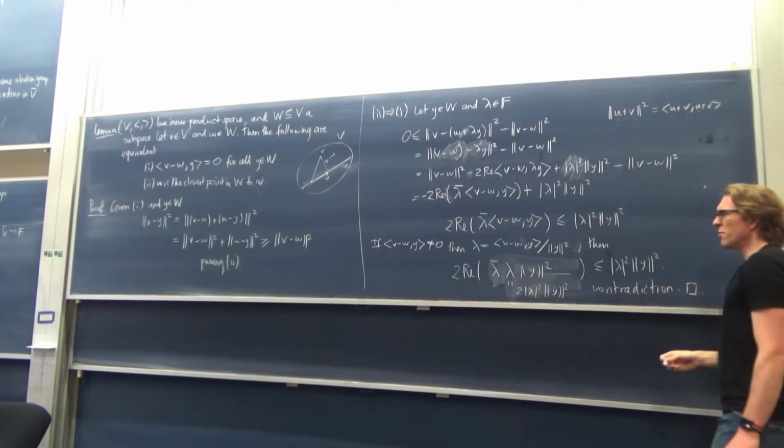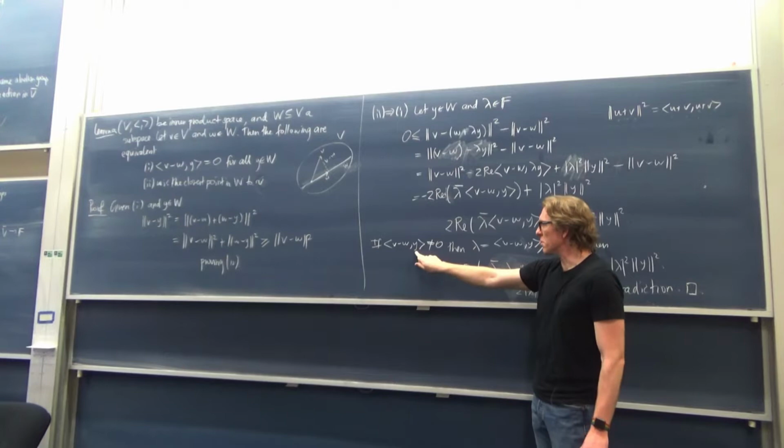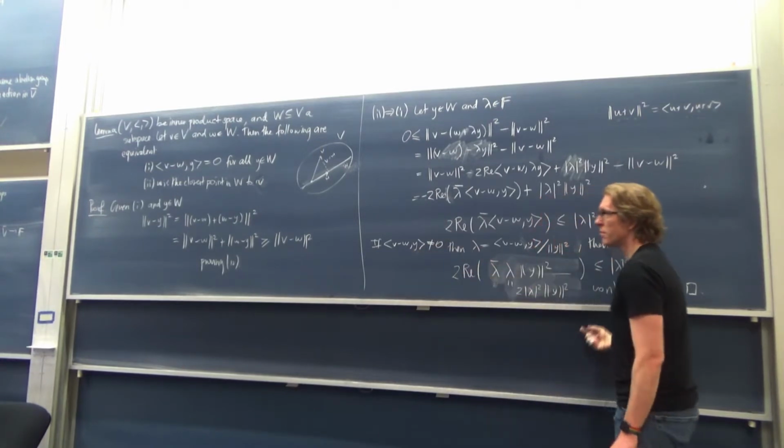So what does that contradiction show? It shows that there is no such y in w with this pairing non-zero, which proves 1. So I'm done.